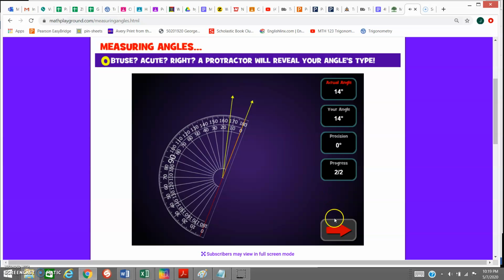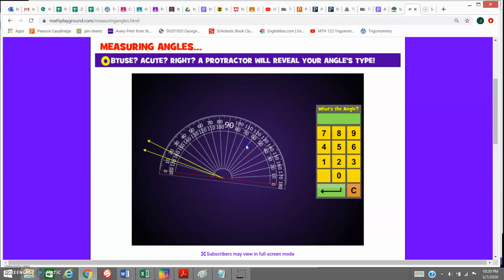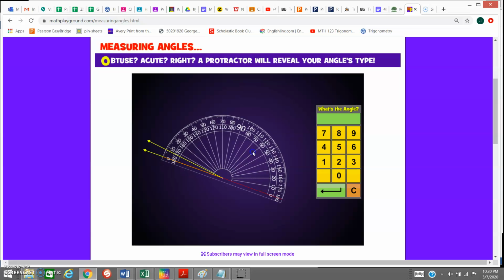Yay, we got it correct. So let's try one more. We take the protractor. This time we're going to turn it and we're going to have it go to the left. And we get that ray to line up with the 0. At this point, we're looking at the other ray to see what its measurement is.